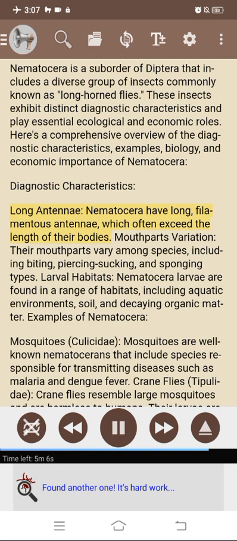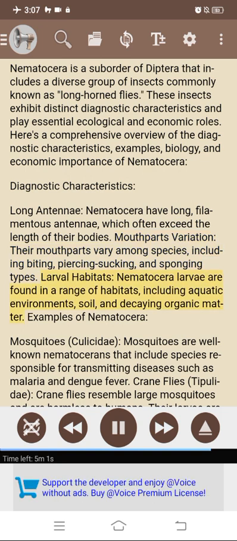Diagnostic characteristics. Long antennae. Diptera have long, filamentous antennae, which often exceed the length of their bodies. Mouthparts variation. Their mouthparts vary among species, including biting, piercing, sucking, and spongy types. Larval habitats. Diptera larvae are found in a range of habitats, including aquatic environments, soil, and decaying organic matter.